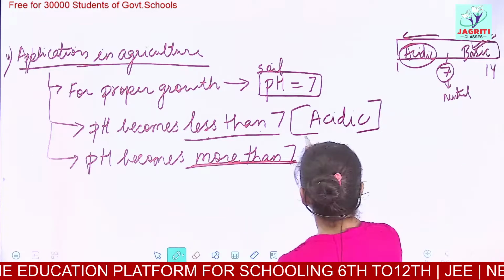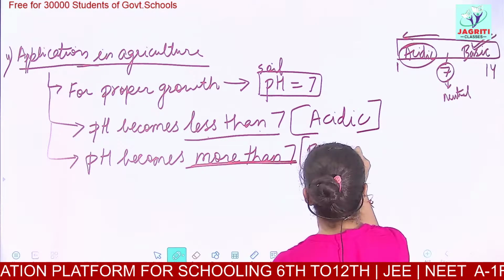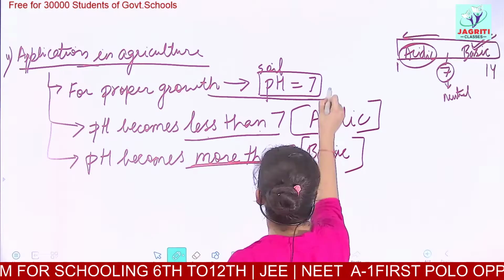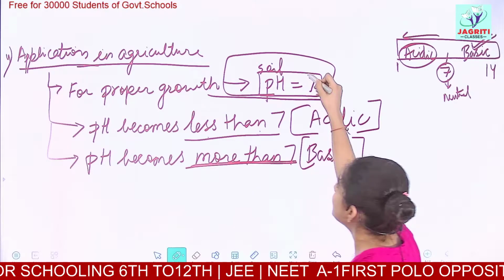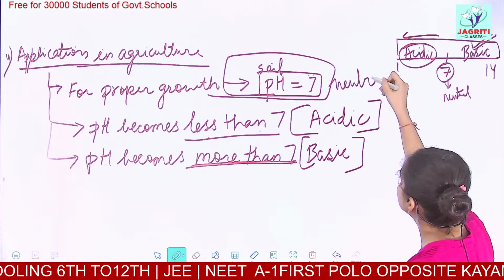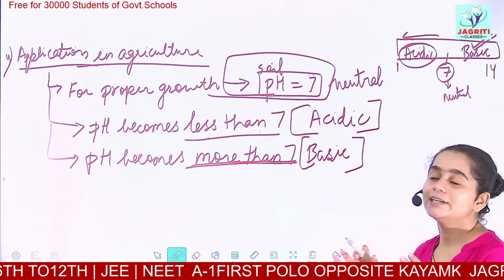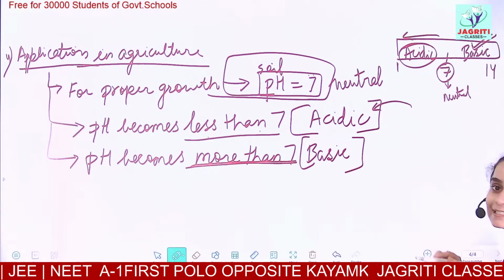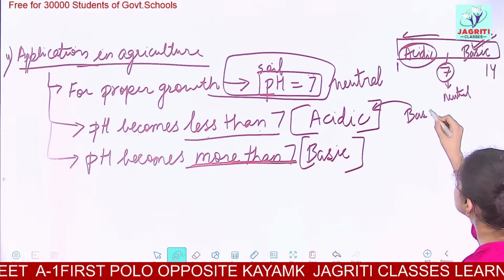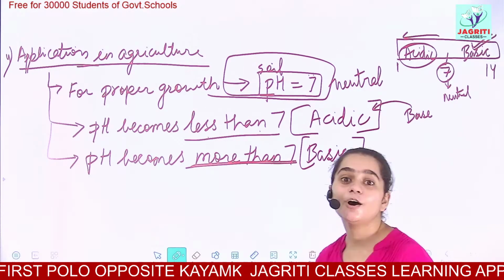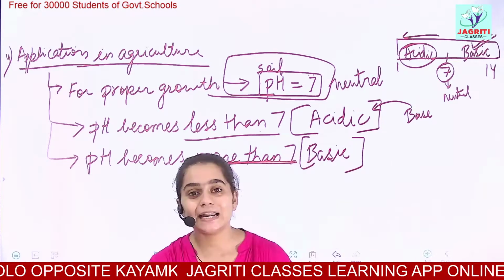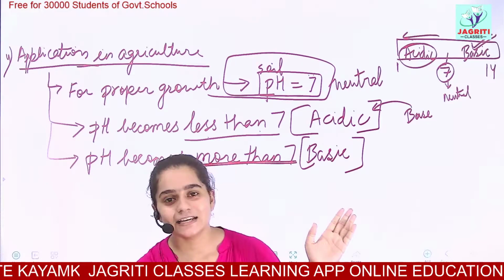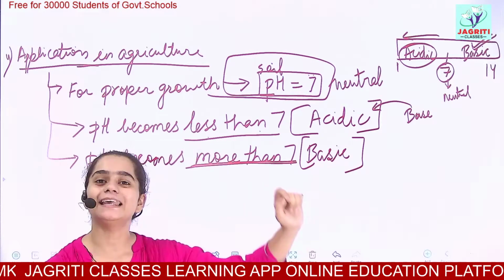So the soil becomes basic. But for the proper growth of plants, what we require is a pH of 7. We need the soil to be neutral. So what can we do? If it becomes acidic, to neutralize it, you can use a base. So this is again an example of neutralization reaction. Neutralization is when an acid reacts with a base, a salt is formed, and this salt is always neutral in character.